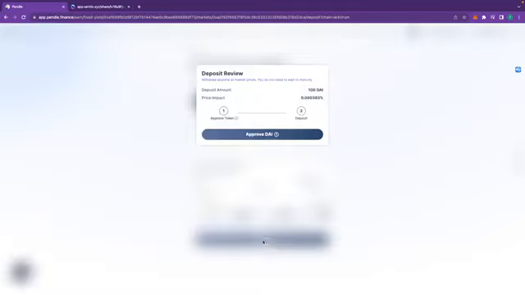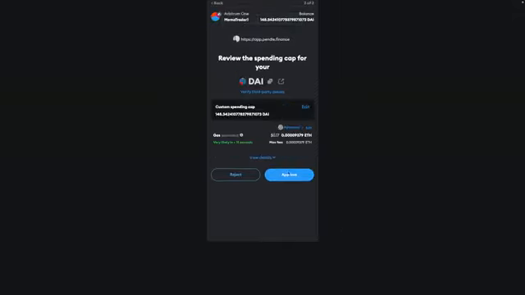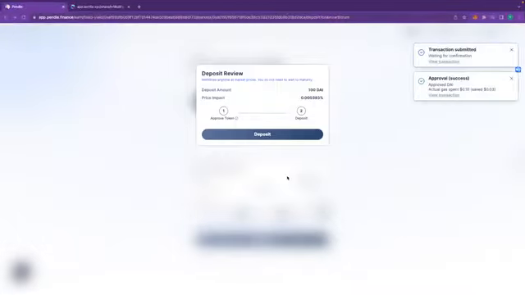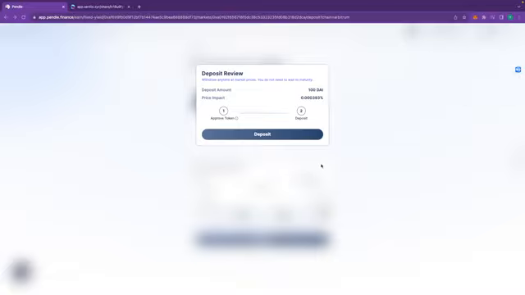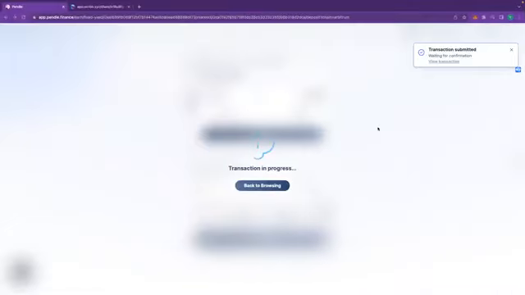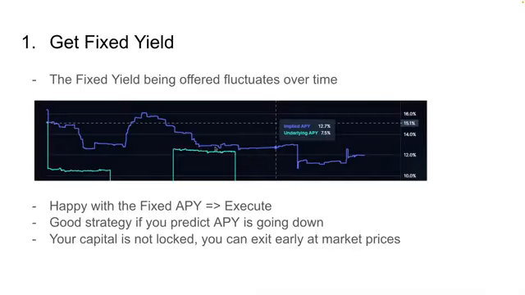So I can just send a transaction and approve, and I can already get the fixed yield from the front end. Now there are four things you should note about getting fixed yield. Let me just go through the motion and get the fixed yield first. In general, there are four things you should note when getting fixed yield.